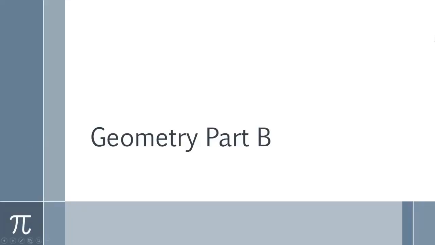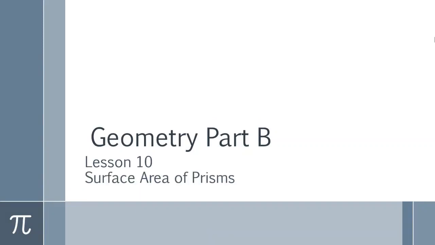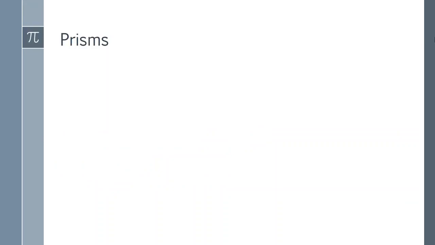This is Mr. Rowe. We're looking in Geometry Part B. This is Lesson 10, and we're going to look at the surface area of prisms. So let's recall what a prism is. This is discussed in the lesson content.